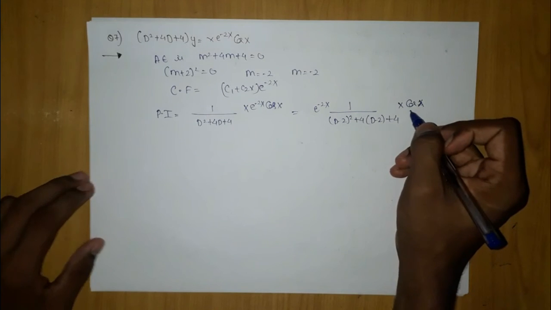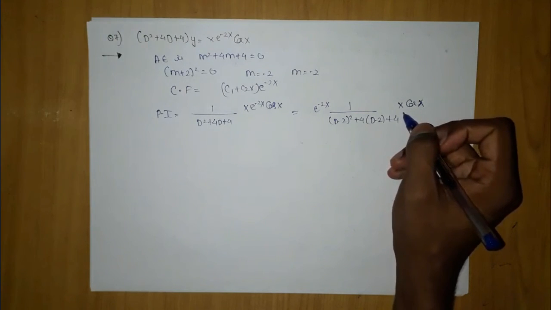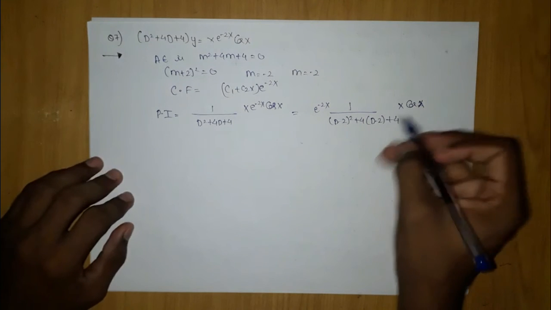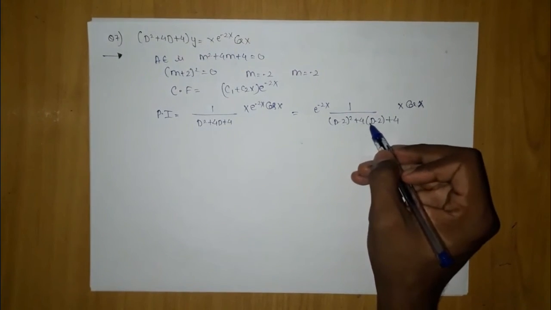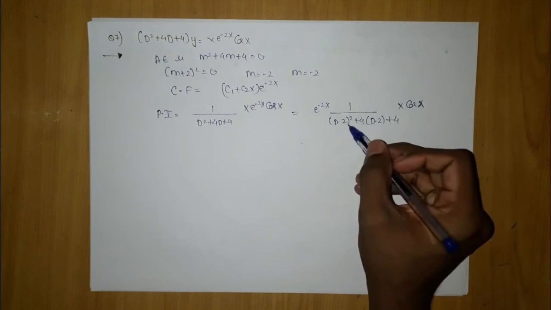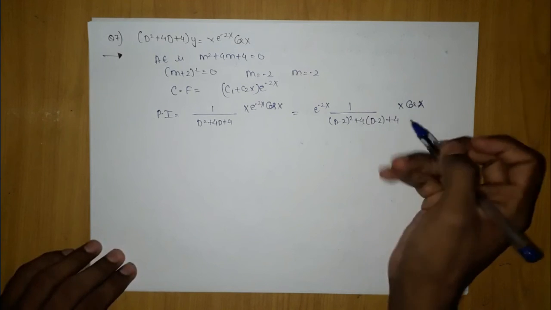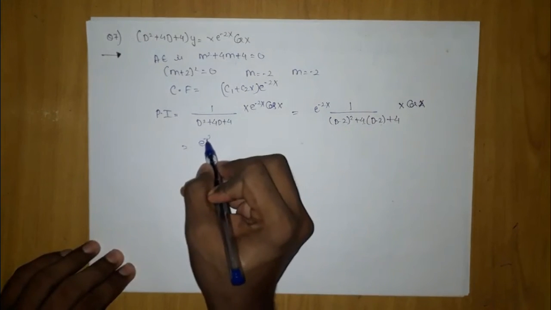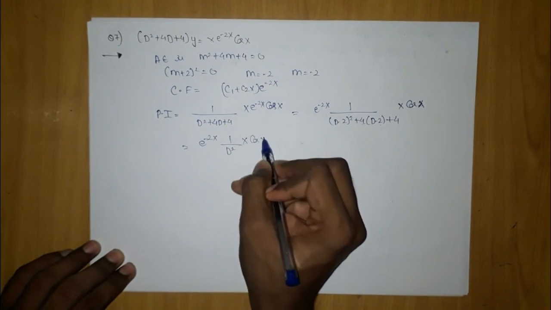Okay, so after this step, if we simplify this, here -2D + 4 will appear, here +4D will appear, so it will get cancelled out. Now -8 will appear, and here +4 and +4, again I am left with D² only. So e^(-2x) by D² into x cos x.